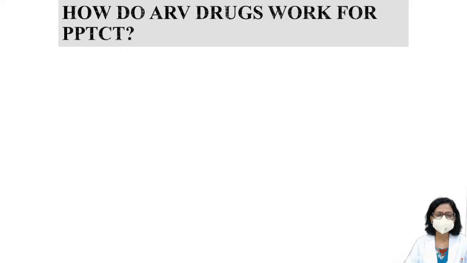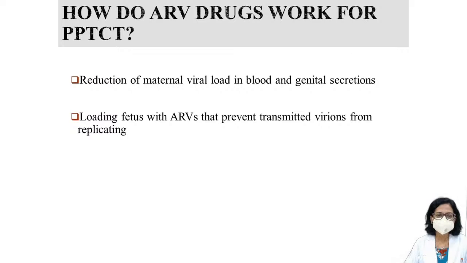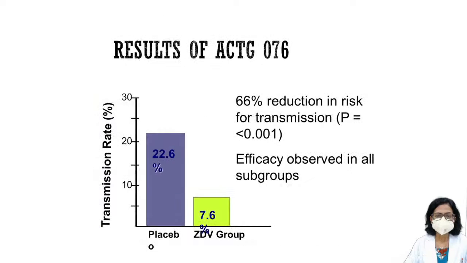How do drugs work for this? They reduce the maternal viral load in blood and genital secretions. They load the fetus with antiretrovirals that prevent transmitted virions from replicating, and they also act as post-exposure prophylaxis when given to the newborn. So the landmark study was done in which zidovudine was given for prevention of maternal to fetal HIV infection. A single drug given from 14 to 34 weeks of pregnancy reduced the perinatal transmission by 2/3.